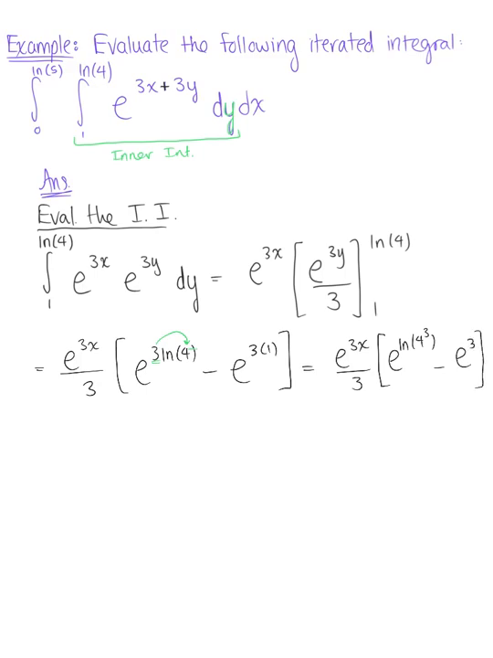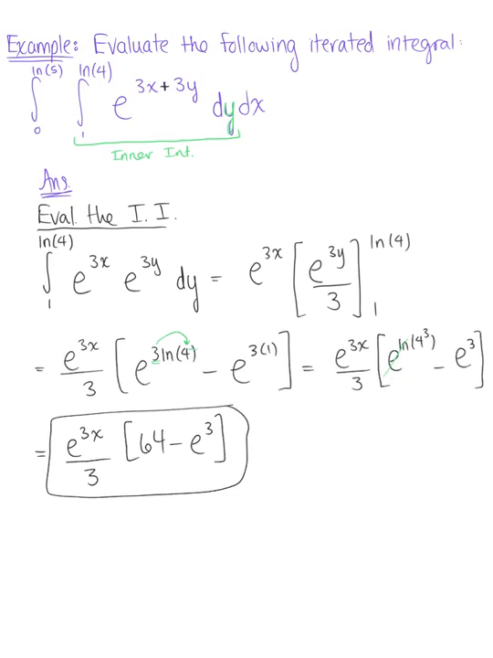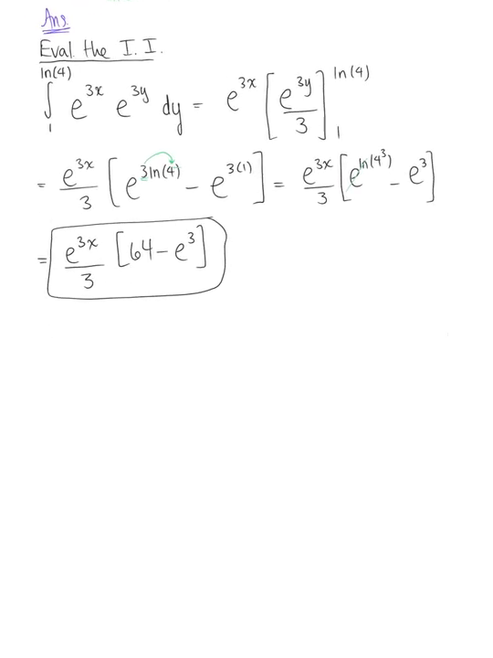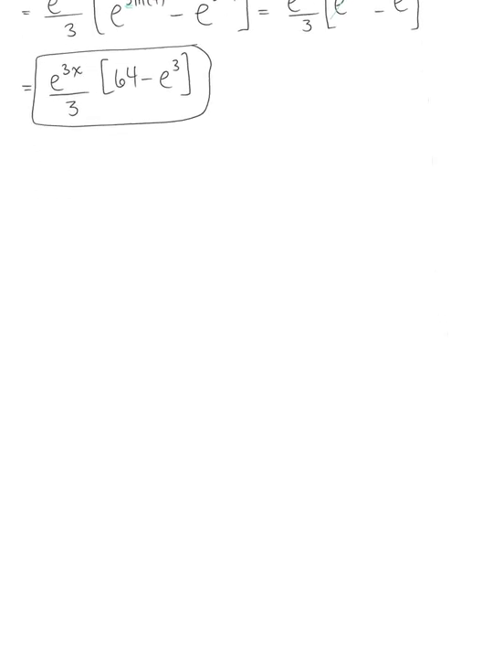So now we can apply the inverse property, and natural exponential and natural logarithm undo the effects of each other, leaving us with e^(3x)/3 multiplied by 4 cubed, which is 64, minus e^3. And so this is the inner integral here, and we're ready to plug this back in to the double integral and evaluate the outer integral.